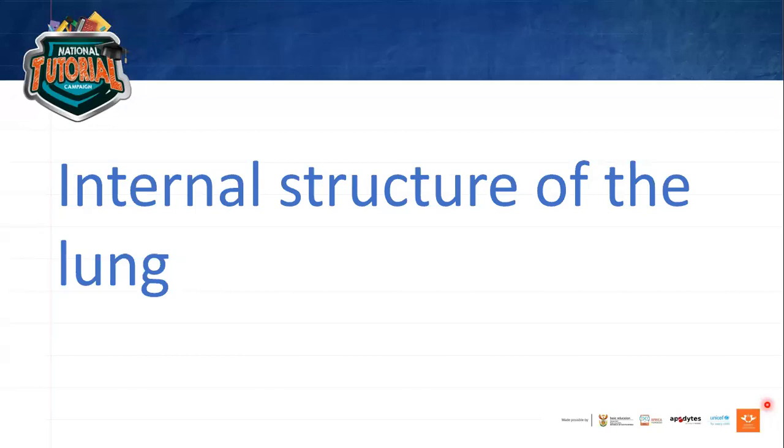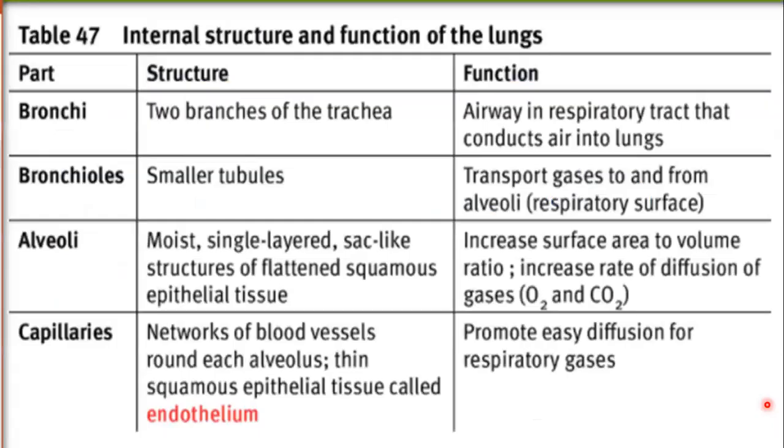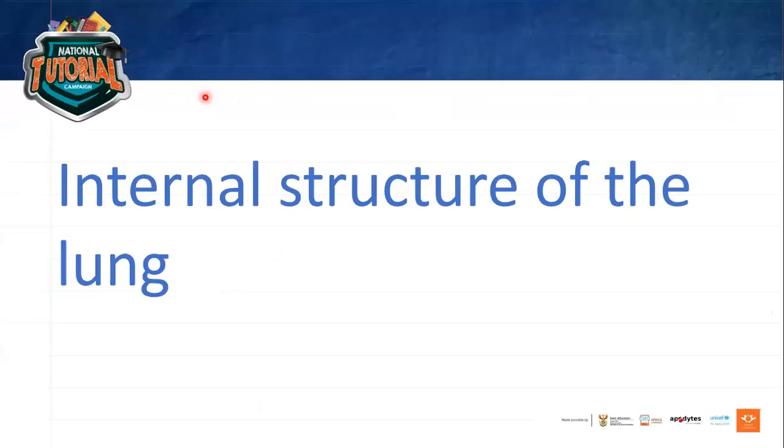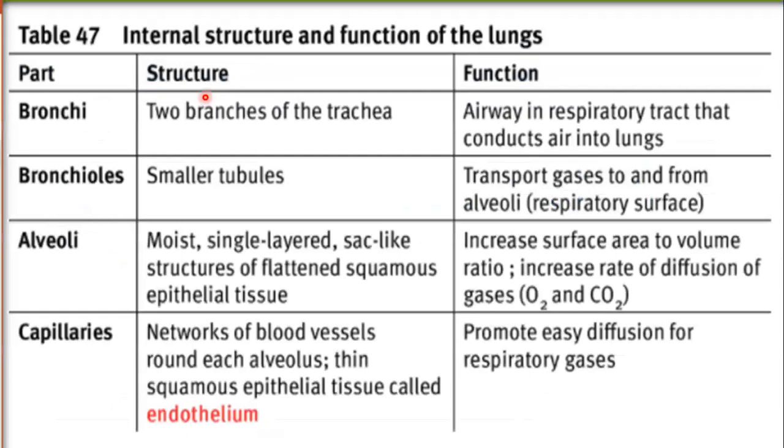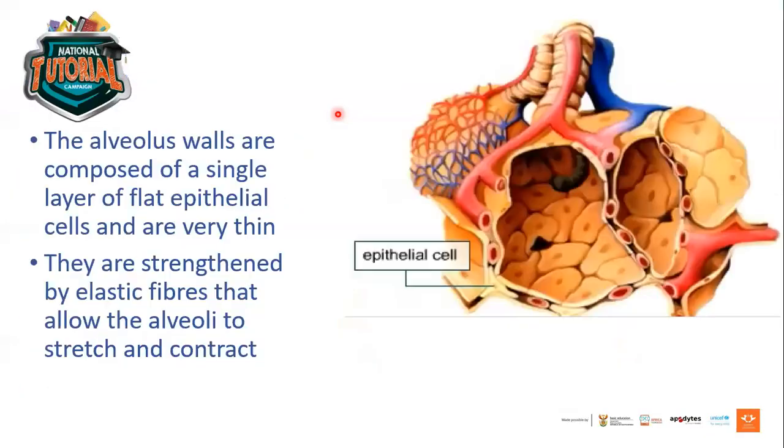And then internal structure of the lung. The internal structure, now we're getting deeper into the lung. The external one is one you can label easily when you're given the external structure of the lung. Internal now is where you've got your bronchi, which are the two branches of the trachea. Here is the bronchi, again, just a reminder.